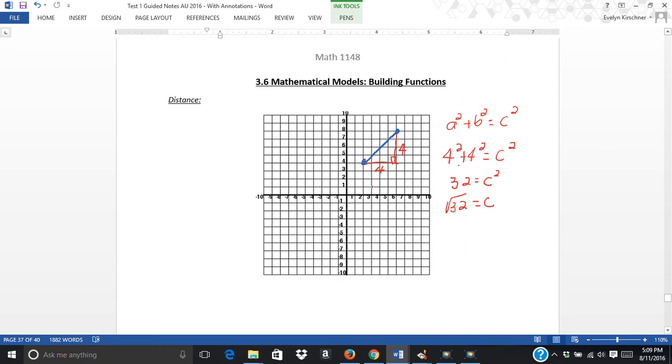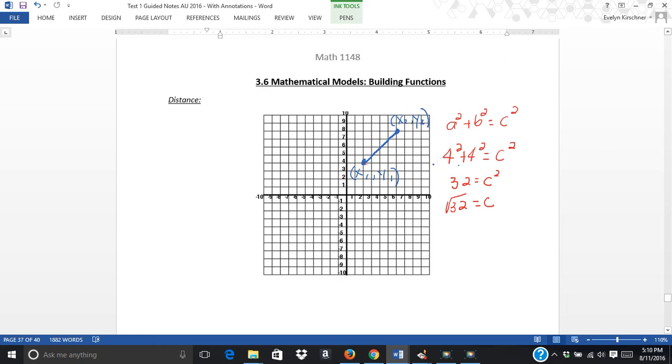Now let's say I was generic. I didn't know what the distance was. Well, let's name these points. This point I'm going to call x1, y1, and this one is x2, y2.